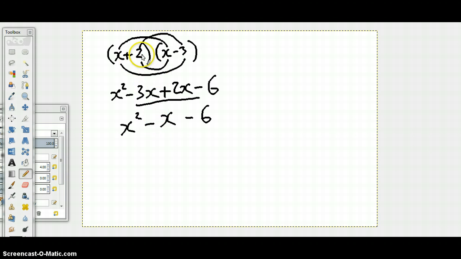Now, the reason I'm doing it this way is that we should hopefully be able to see that if I take these two numbers, the 2 and the minus 3, and I do 2 plus minus 3, I get minus 1, this number here. If I add the two numbers together, I get the number in the middle, minus 1 lot of x. If I do 2 times minus 3, then I get minus 6. So the numbers add to make the middle number, and multiply to make the number at the end.